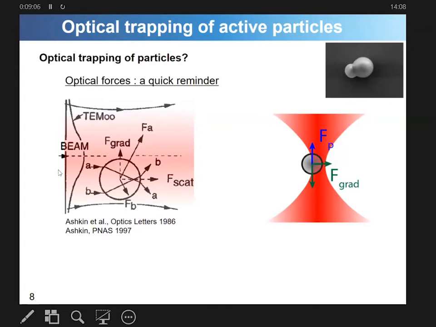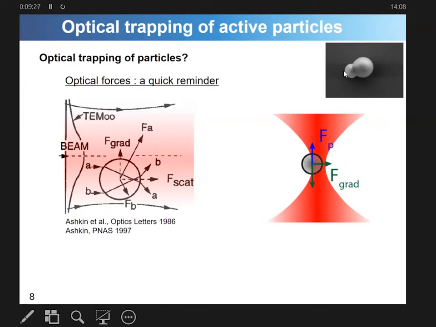And at the same time, you also have photons that are reflected back, or that can be absorbed, which will push your particle forward. Because by momentum conservation, if the photons are going in the reverse direction, your particle has to be pushed forward. So if you have just a dielectric particle, usually you can trap it stably at the center.